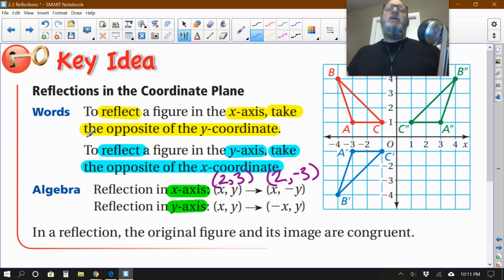Okay. Here in blue, to reflect over the y-axis, and now we're going this way, over the y-axis, you take the opposite of the x-coordinate. So again, if you have (2, 3), if you want to reflect this in the y-axis, (2, 3) becomes the opposite of 2, which is -2, so (-2, 3).